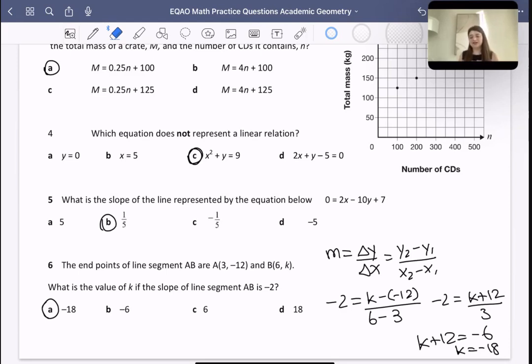So with some of these EQAO questions, especially for this section with the linear relations, it just requires a little bit of forethought, a little bit of thinking outside the box to get our answer. Okay.